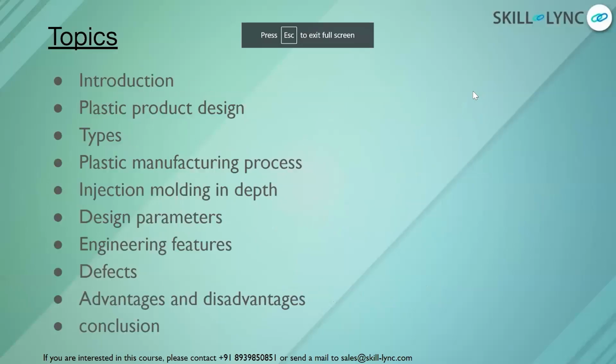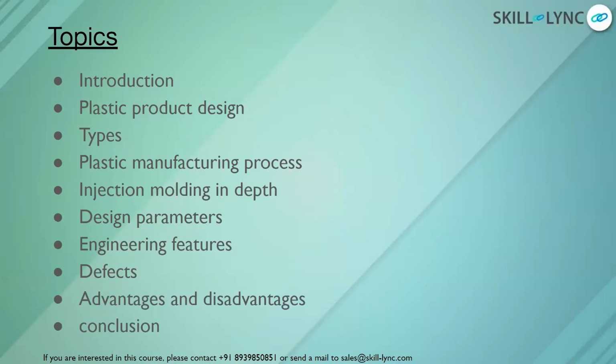So let's try to understand the basic topics which we are going to cover here. I'll have a basic introduction about plastics. Plastic product design we'll cover. We'll try to understand the different types of plastics. We'll understand different plastic manufacturing processes, and we'll cater to the automotive industry, or understand with respect to the automotive industry how some of the manufacturing processes are important. So we'll try to dive deep into injection molding, correct?